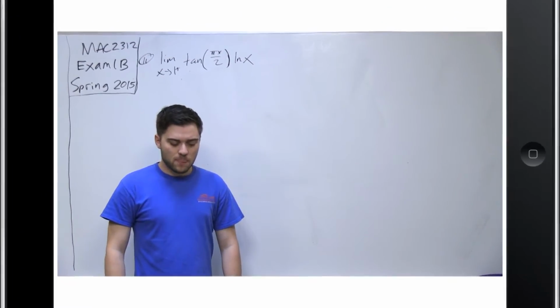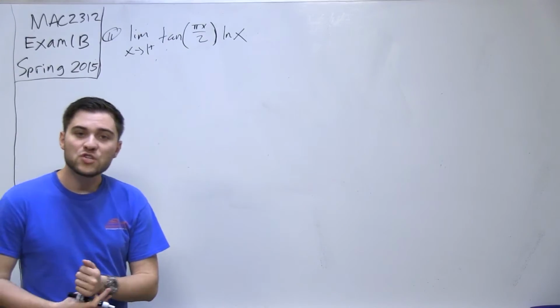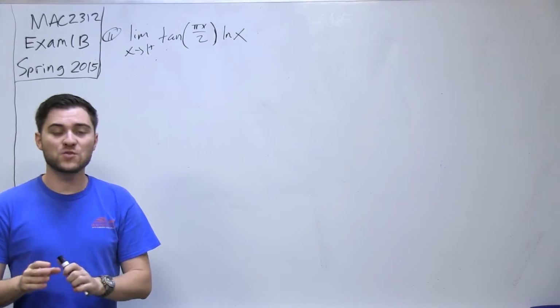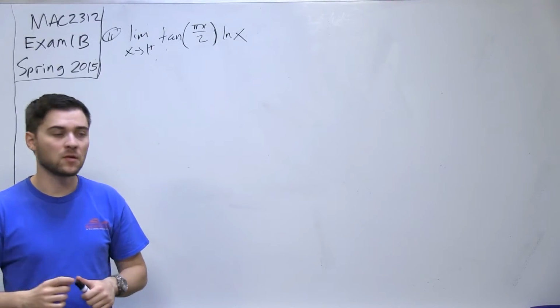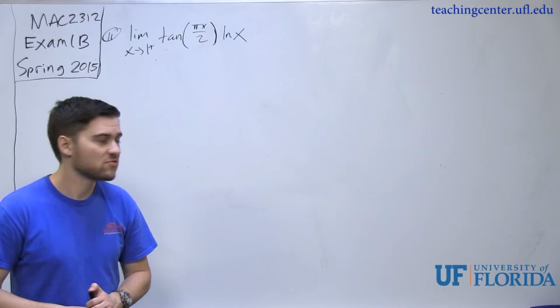Problem number 11 says evaluate the limit. So it gives us a limit as x approaches 1 from the right, so remember the plus means from the right, a minus sign would mean from the left, of tangent pi x over 2 times ln of x.